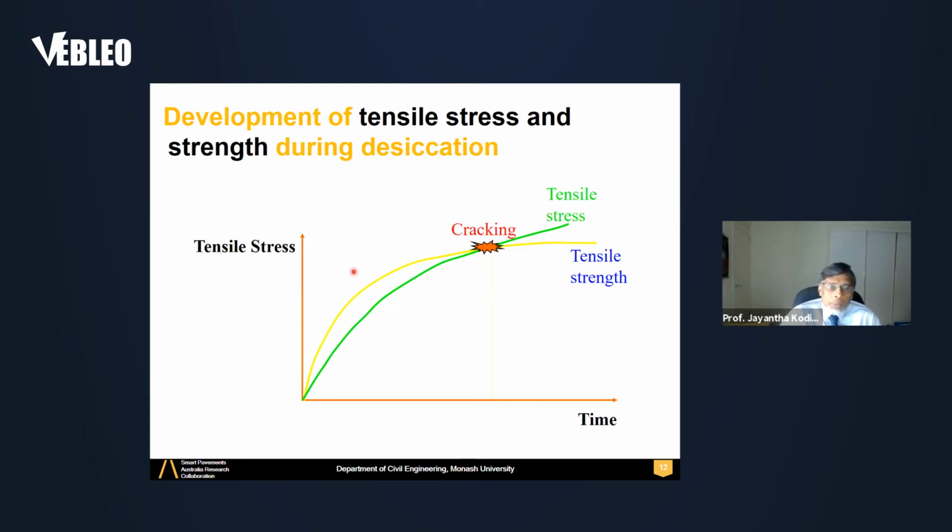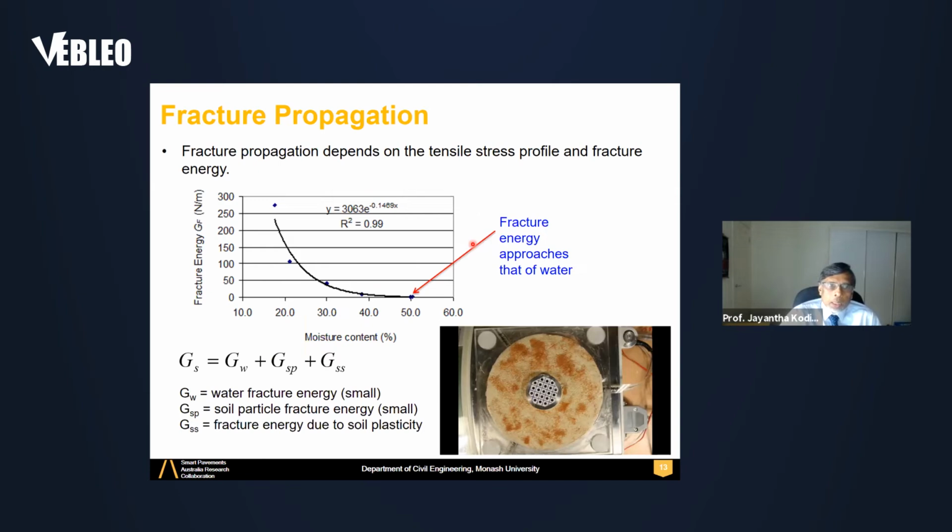So that macroscopic explanation of desiccation cracking can be represented in graphical form here. Tensile strength against time. During desiccation, tensile stress builds up in the green curve, but tensile strength also builds up, and eventually they cross over, and one could consider cracking to initiate. Fracture formation requires considering fracture energy, because the formation of a surface during fracture requires energy.